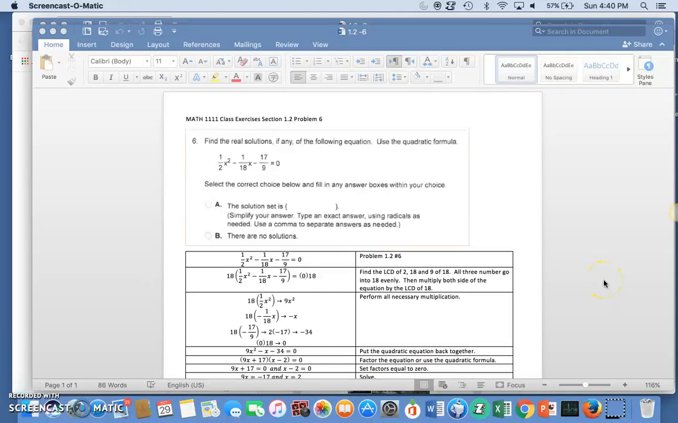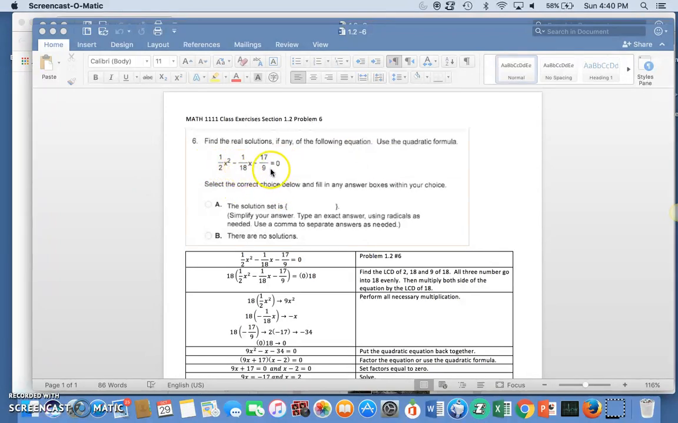Okay, this is section 1.2, problem 6. You will notice that in this equation you have fractions, and it asks you to use the quadratic formula. Well, first of all, you may not have to use the quadratic formula. But before I decide what I was going to use one way or the other, I'd get rid of some of these fractions. There's no way I would work with that.